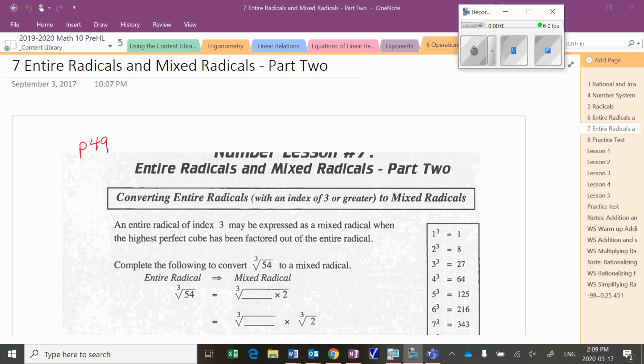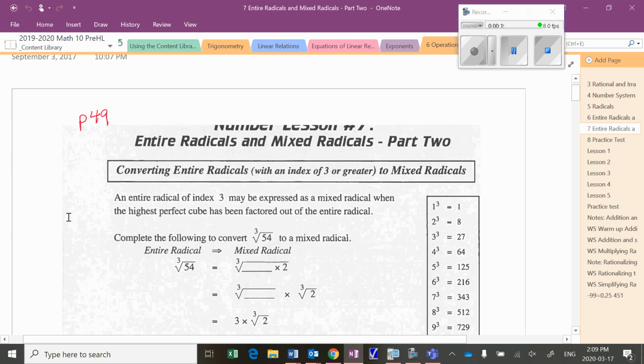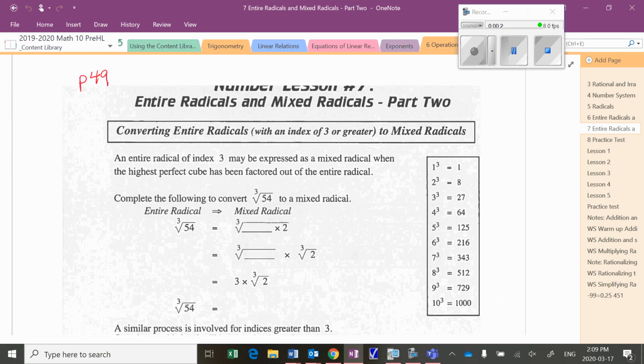Okay, let's take a look at entire radicals and mixed radicals, part two. So we're again converting between mixed radicals and entire radicals, and now it's just upping the level of difficulty a little because we're not dealing with just square roots, we have an index. So remember, the index is that little number outside that radical symbol, and that index we're looking at is greater than 3 or 3 or more.